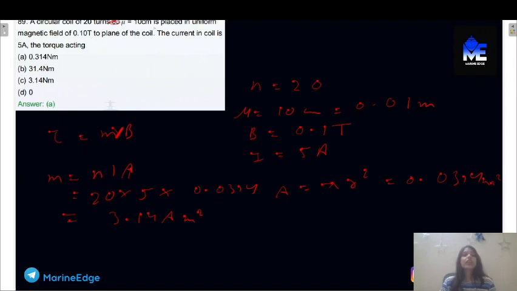Now it is saying that it is placed in the uniform magnetic field at 90 degrees to the plane of the coil. That means it is making an angle of 90 degrees, correct? So if we take tau as mB sine theta, the value of theta is 90 degrees. We have the value of m, we have the value of B, and sine 90 is 1. If we just multiply these, we'll get 0.314 Newton meters. That is option A, correct?